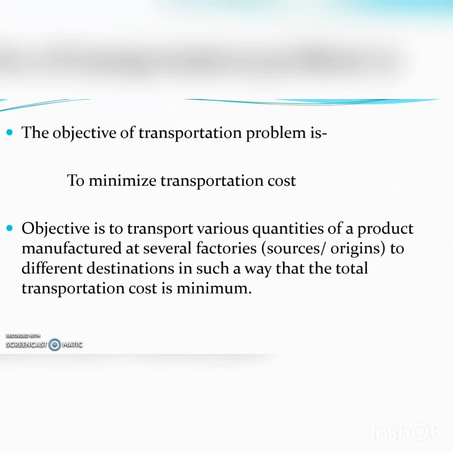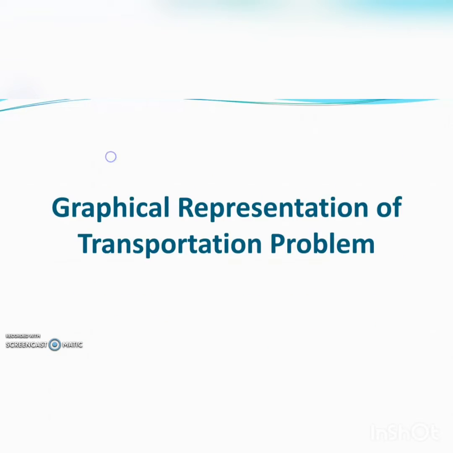So the objective is to transport various quantities of the product, that is the garments manufactured at several factories which are also called sources or origins, to different destinations, that is to different outlets, in such a way that the total transportation cost is minimum. This is the objective of transportation problem, that is to minimize the transportation cost. Now let us first represent the problem graphically.